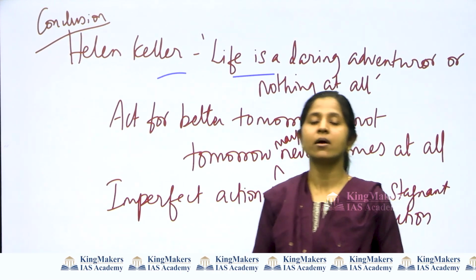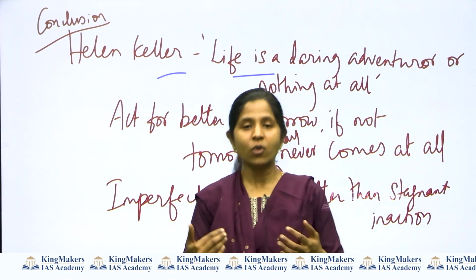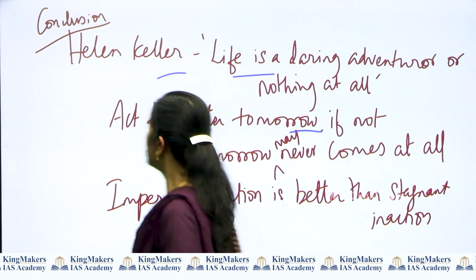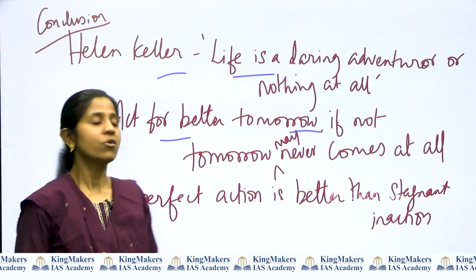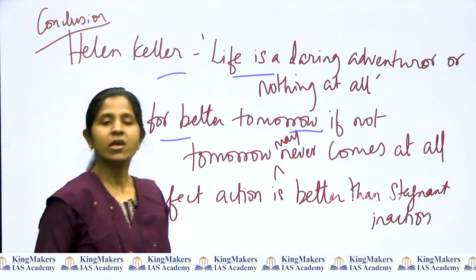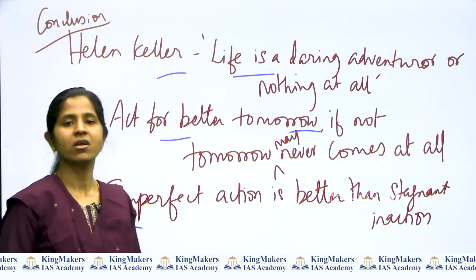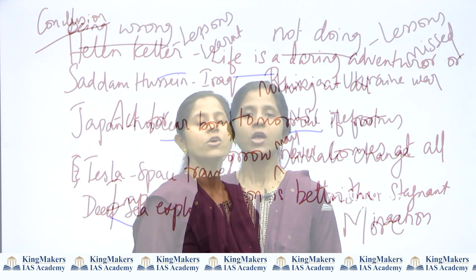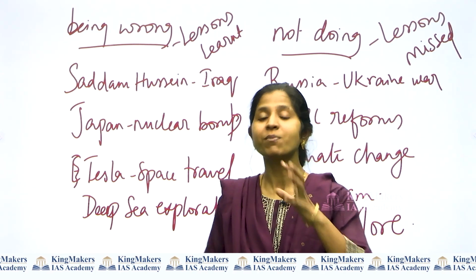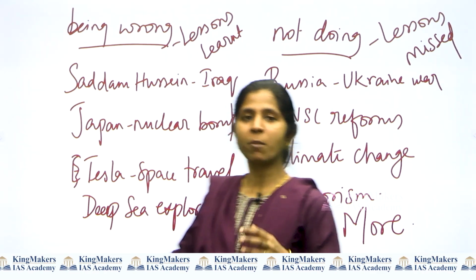You can go wrong sometimes, but it's a trial and error method. You have to take that adventure. You have to take that risk. So that's very important. And act for a better tomorrow. If not, tomorrow may not come at all. So this also you can talk about, because like climate change, every issue is a very, very serious issue. If you are not taking action, that's all. Imperfect action is better than stagnant inaction. So that is very, very important. After concluding, we will also be talking about how we can give lots of examples, friends. Examples are very important, so here we can use a number of examples like this.